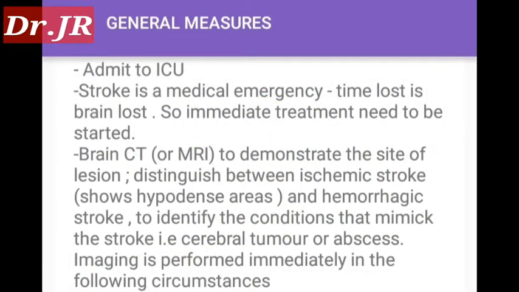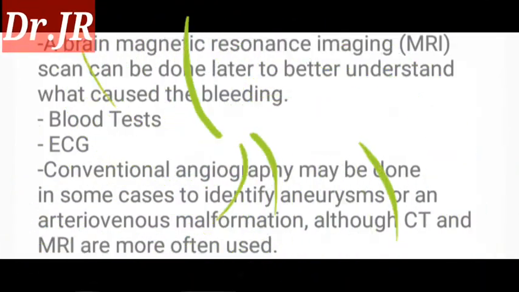General measures: admit to ICU. Stroke is a medical emergency. Time lost is brain lost, so immediate treatment needs to be started. Brain CT or MRI to demonstrate the site of lesion. Distinguish between ischemic stroke, which shows hypodense areas, and hemorrhagic stroke, and identify the conditions that mimic stroke, that is, cerebral tumor or abscess. Imaging is performed immediately in the following circumstances.